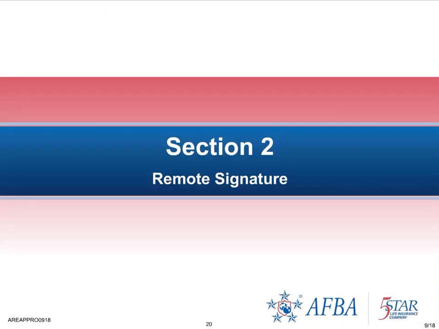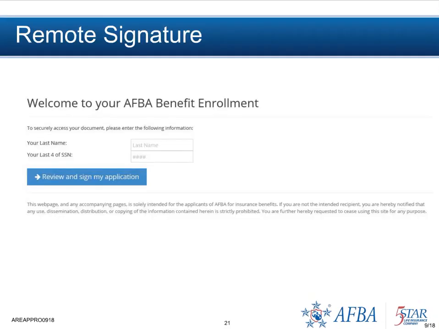The second section deals with the remote signature of an enrollment. If remote signature was chosen, an email will be sent to the applicant's inbox with a button that says Review Application. To access them, this screen will appear, asking the applicant to put in the information required.